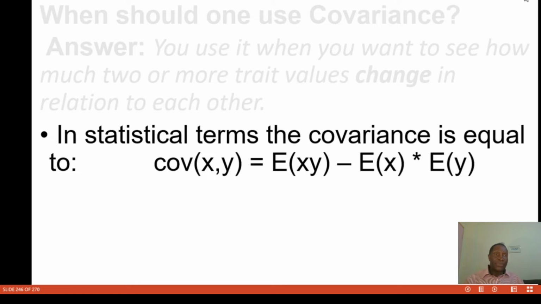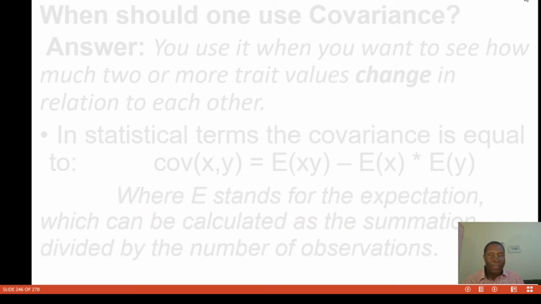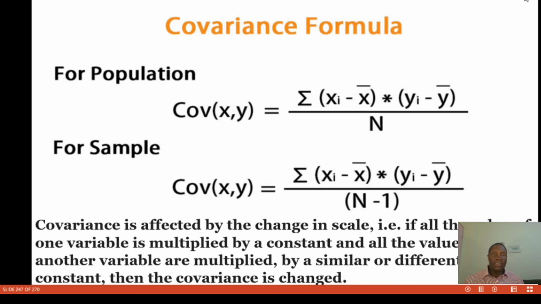In statistical terms, the equation is given as follows, and E stands for the expectation, and this can be calculated as the summation divided by the number of observations as seen in this equation. Notice that there is a difference for the population covariance and the sample covariance, the sample covariance being n minus 1.